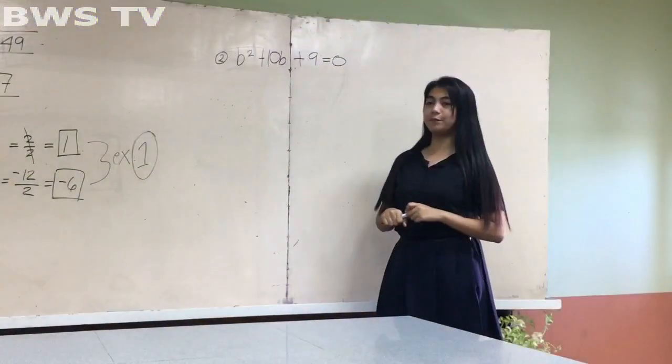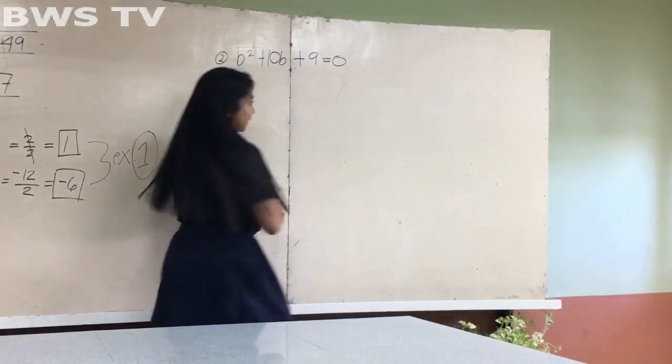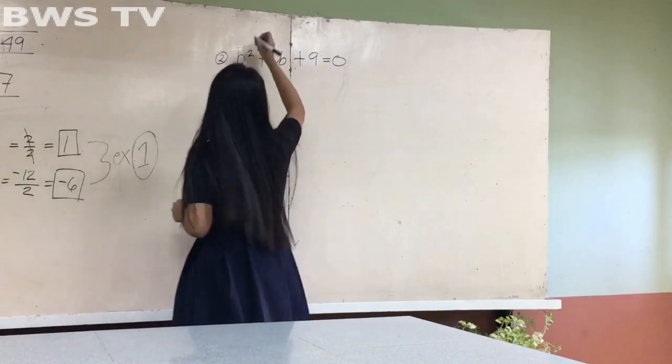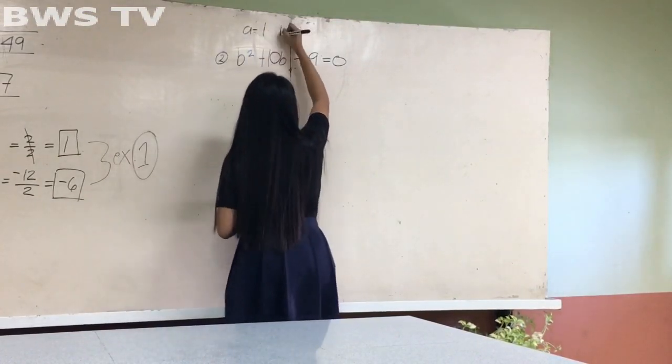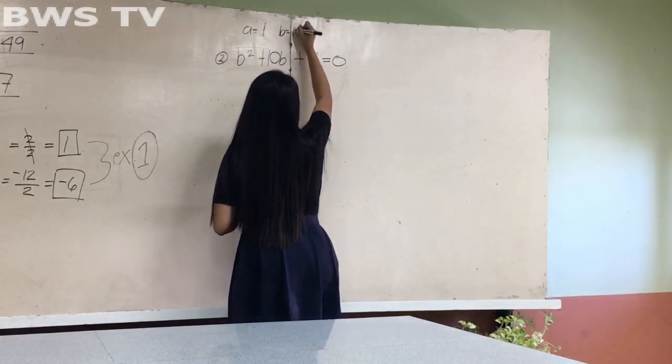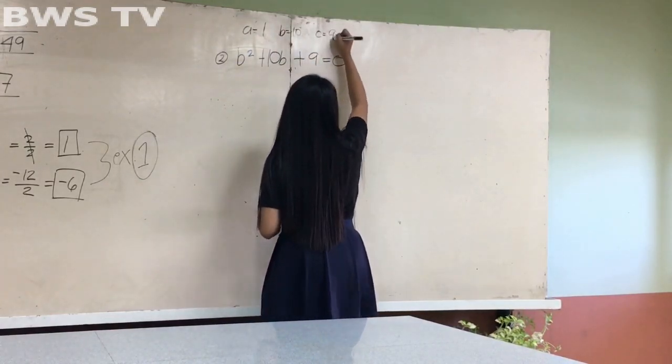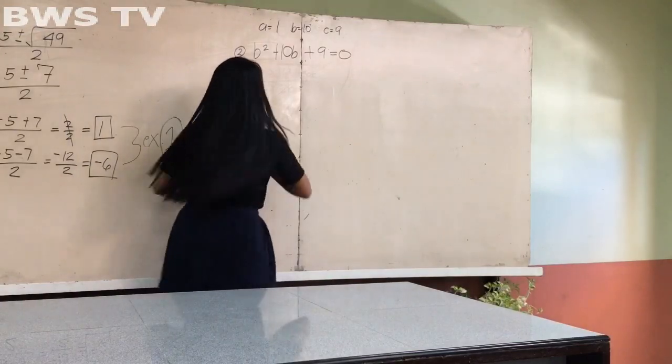Let's move on to example number 2. Just the same as we did in example number 1, we will get the ABCs. A is 1, B is 10, and C is 9. We will apply the quadratic formula.